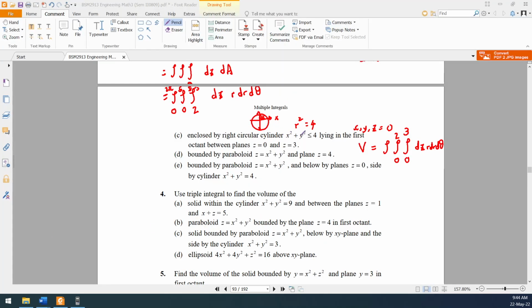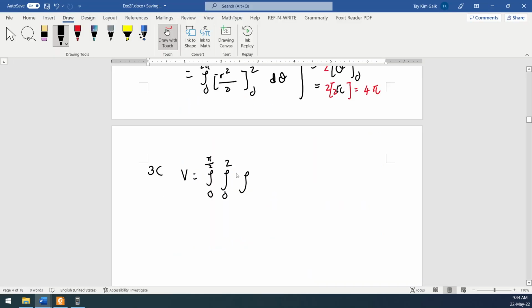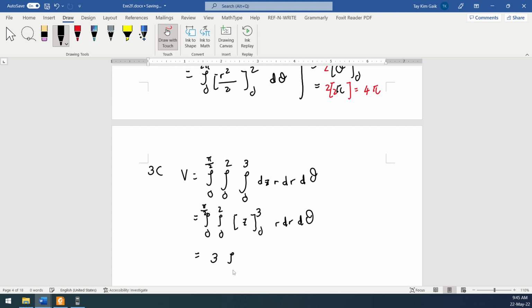For question 3C, the limit for z is 0 to 3, r is 0 to 2, and theta is 0 to pi over 2, because it is in the first octant. So you have dz, then r dr d theta. Integrate 1 with respect to z, you have z. Plug in the upper limit of z minus 0, so what is left is 3. I factor out 3, theta from 0 to pi over 2, r from 0 to 2, r dr d theta.